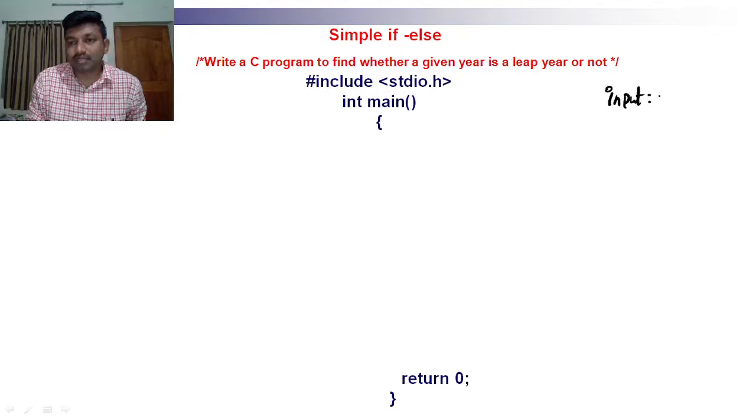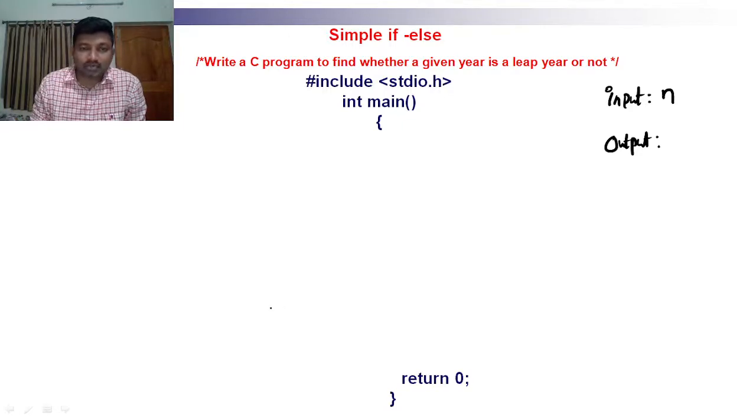So the input for the program is a year n. The output is that the program has to print whether n is a leap year or not. For this, the student is expected to know the mathematical logic to evaluate whether the entered year is a leap year or not.